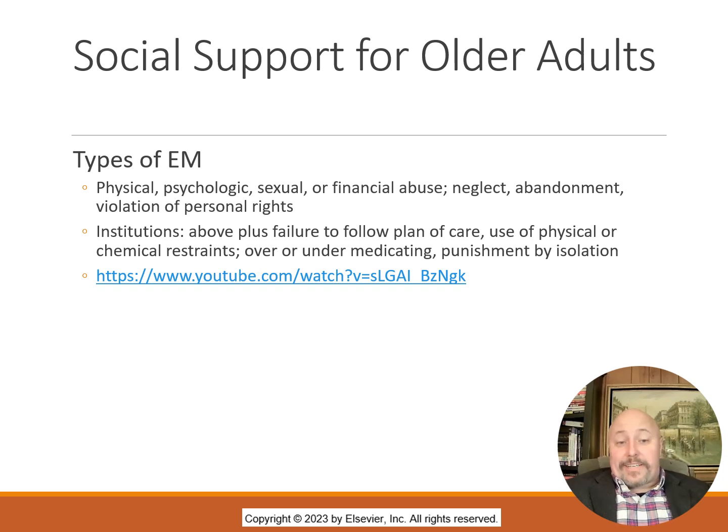Elder mistreatment can take many different forms: physical, psychological, sexual, financial abuse, neglect, abandonment, violation of personal rights. And just as in any other case of abuse, it can often be tragic, but especially in the case of the extreme elderly, the confused, who are unable to leave the situation, unable to report it for themselves.